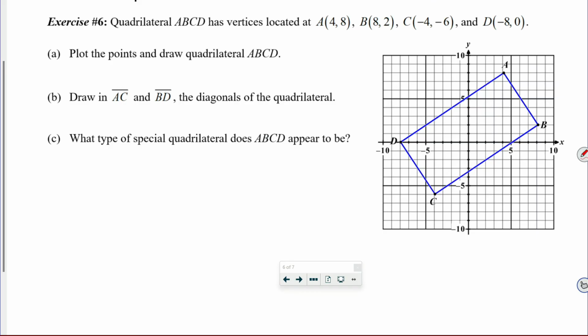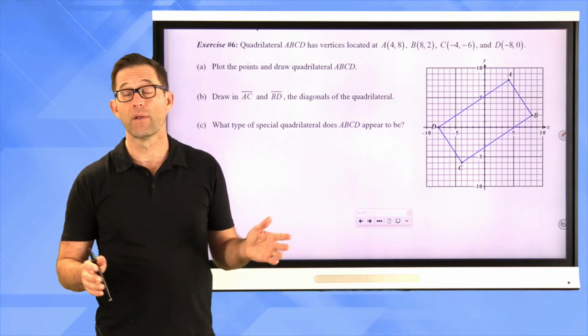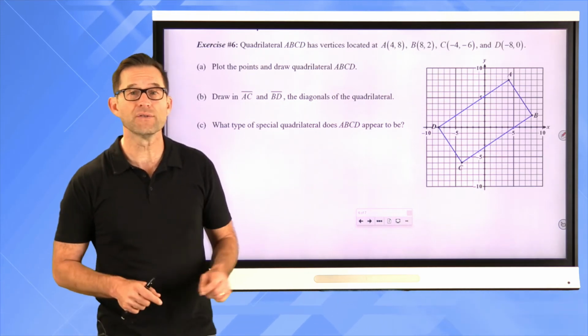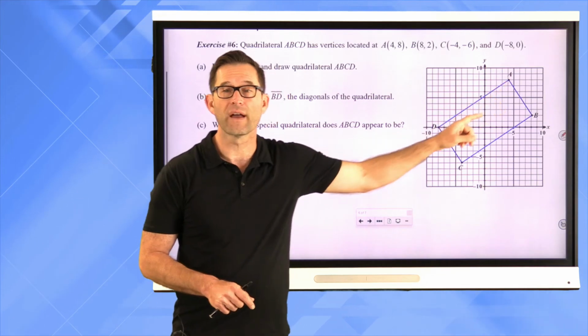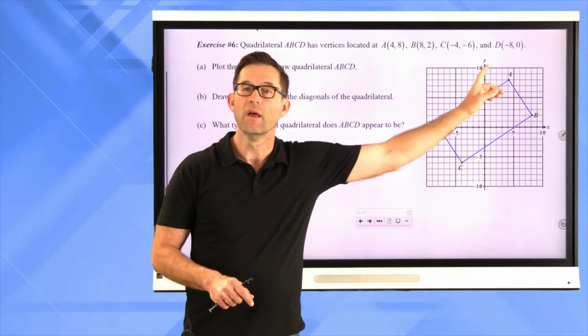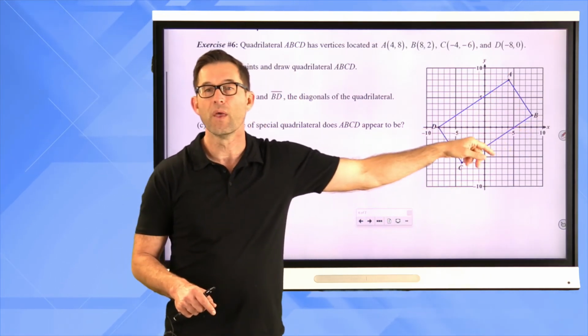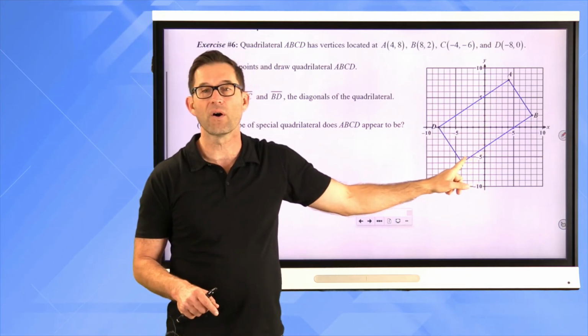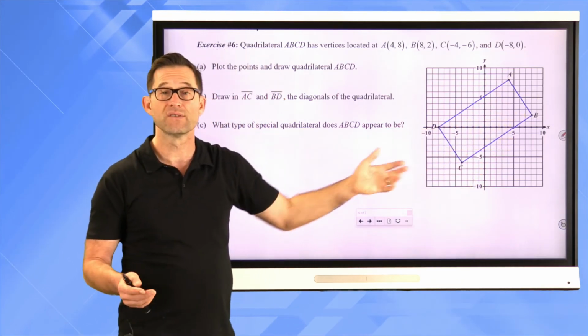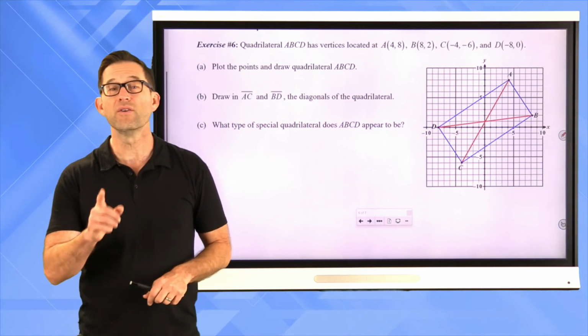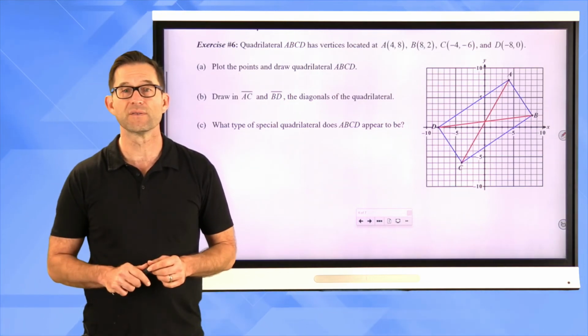Letter B, draw in segment AC and segment BD, the diagonals of the quadrilateral. All right, so for every quadrilateral and really every figure other than a triangle, okay, you have what are called diagonals. And diagonals are simply segments that connect one vertex to another vertex that's not adjacent to it. So the actual figure is there because we're connecting vertices with segments that are adjacent to them. But if I connect A to C, that's called a diagonal. And if I connect B to D, that's also called a diagonal. I'm going to just click and put them in right there. All right, why don't you go ahead and pause the video now and draw in those diagonals.